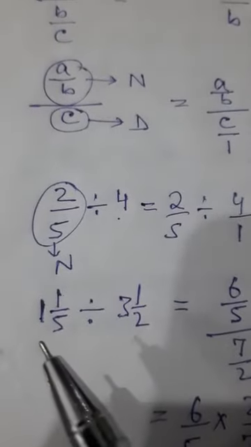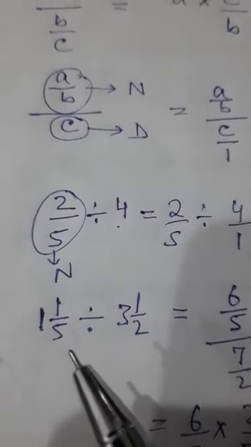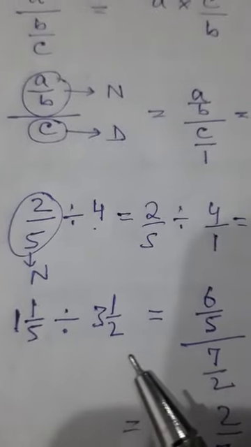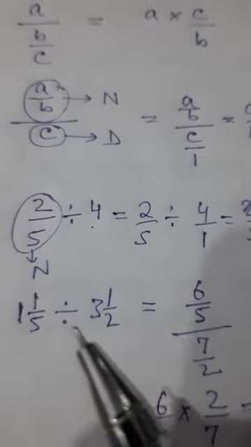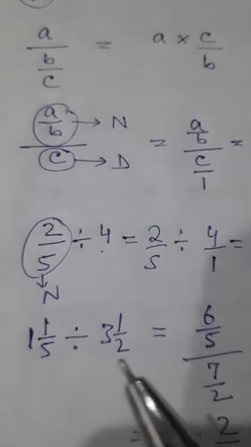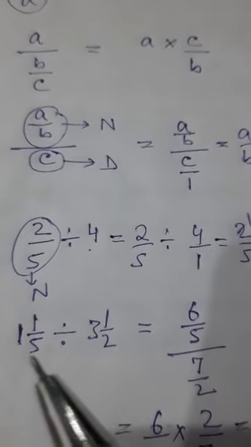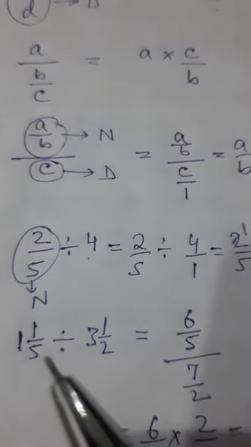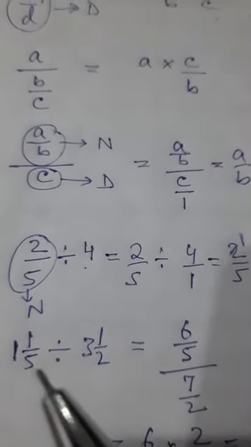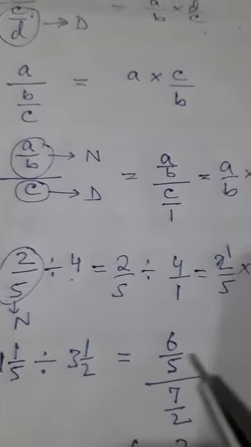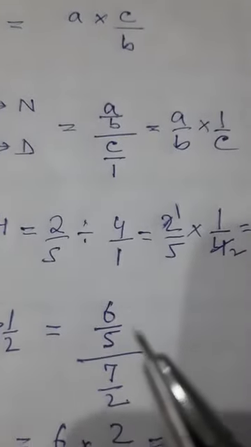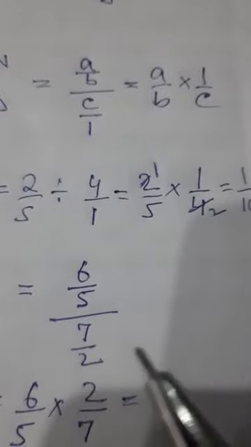Now let us take another example. 1 whole number 1 by 5 divided by 3 whole number 1 by 2. Here both are mixed fractions. So whenever you have a mixed fraction somewhere, you convert that into a simple fraction. So we will convert this into simple fractions: 6 upon 5 divided by 7 upon 2.